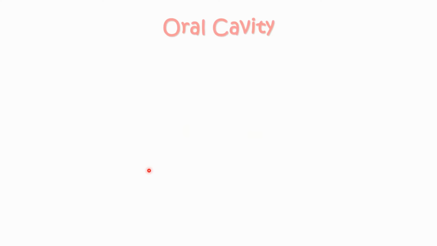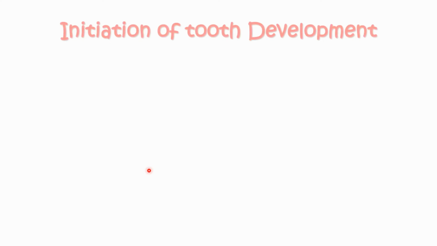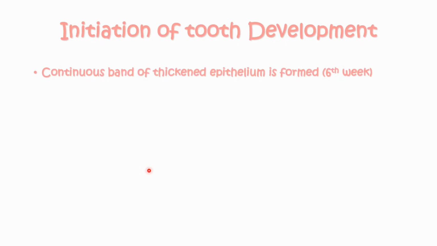Moving to the next slide, initiation of tooth development. Now let's discuss the initiation of tooth development. Tooth development usually starts at 6 weeks of intrauterine life. When you are in your mother's womb, tooth development starts. So, when you are in the embryonic stage, tooth development starts. It starts as a continuous band of thickened epithelium formed in the developing oral cavity.